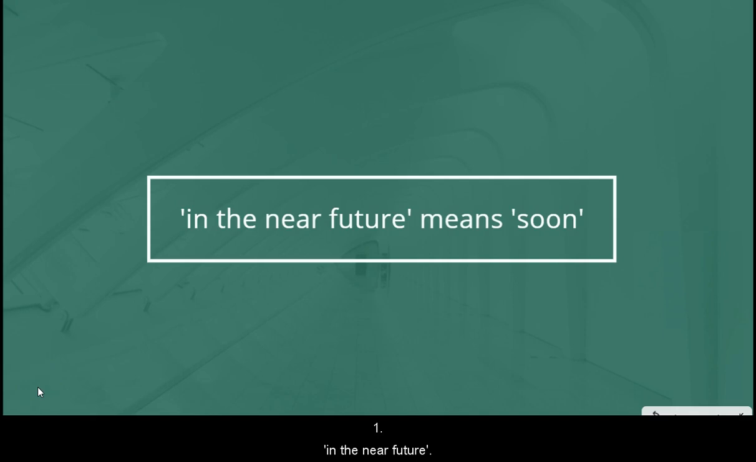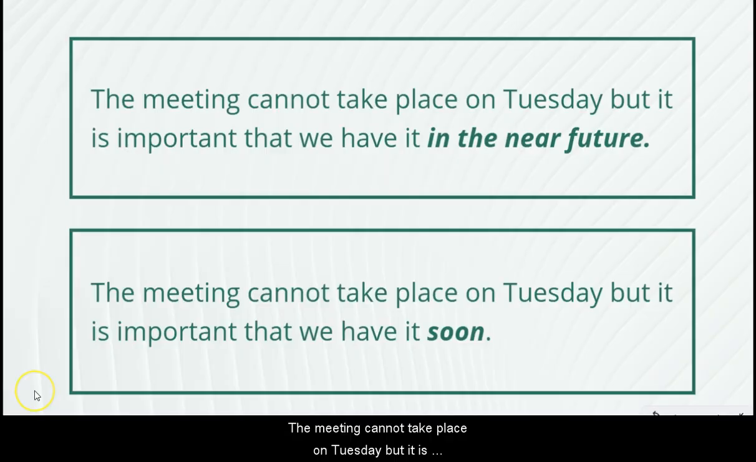Number 1. In the near future. This means soon. Now let's look at an example. The meeting cannot take place on Tuesday, but it is important that we have it in the near future. So instead of saying 4 words in the near future, it can be easily replaced by soon. The meeting cannot take place on Tuesday, but it is important that we have it soon. You see?